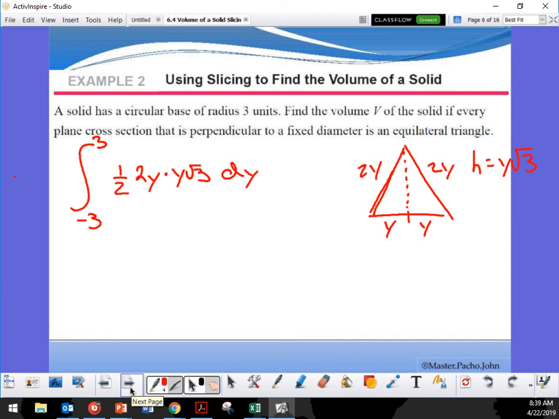All right, so let's go ahead and put those together. So I'm going to have rad 3 over 2, right? And it's going to be 2y. No, wait, it's just rad 3 and 2y, right? Yeah, because that 2 will cancel that. So I have rad 3, and I have y squared, dy, from -3 to 3.